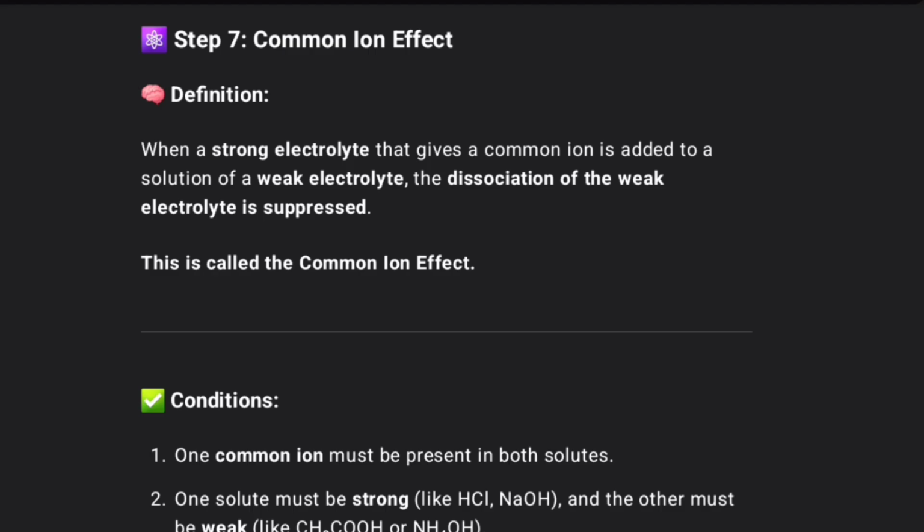Definition: when a strong electrolyte that gives a common ion is added to a solution of a weak electrolyte, the dissociation of the weak electrolyte is suppressed. This is called the common ion effect.